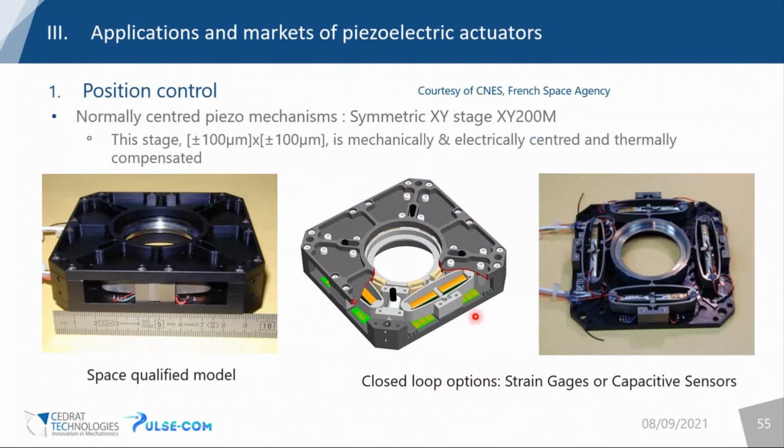You have here another version of such a position control stage, with only 2 axes this time. What's interesting is that it's mechanically, electrically, and thermally compensated, using strain gauges, which we can put onto the piezo ceramic to perform closed loop control and thus compensate the thermal modifications of the environment on the central part, which is moving.